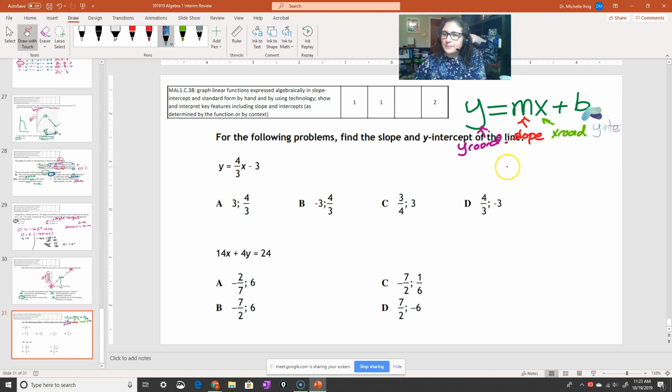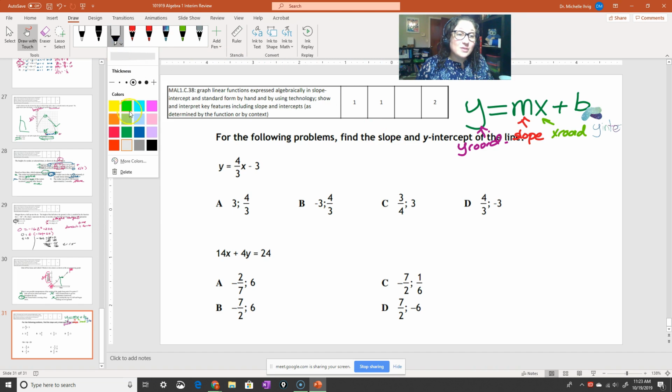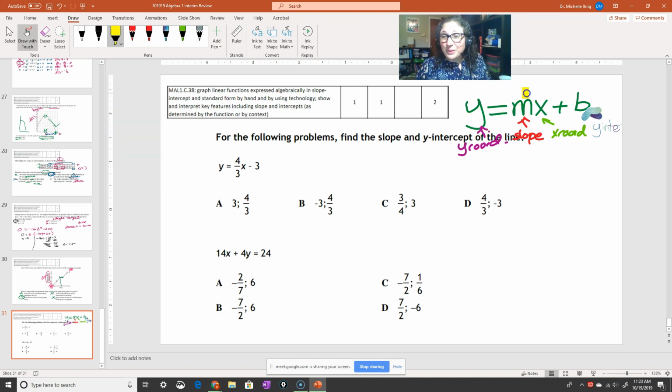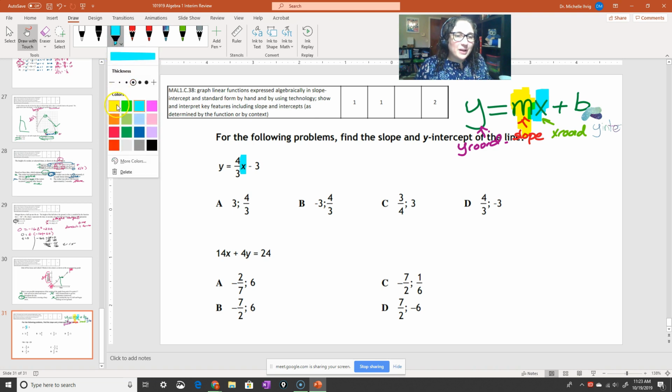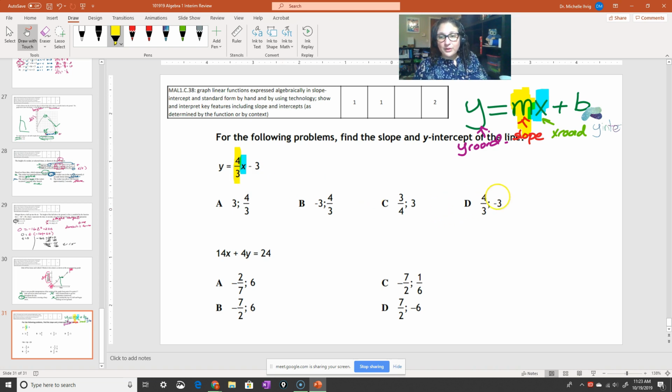What an interesting combination. So here when it says, what's the slope of the line? I can't even tell you how ridiculously easy this is. The slope is whatever comes before the x. That's it. Here's the x, my x is right here in blue. So my slope is whatever comes before the x. Boom. My slope is 4/3. So I already know my answer is D, but let me just continue showing you.